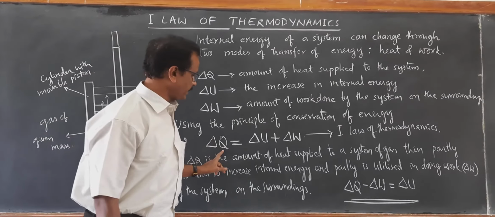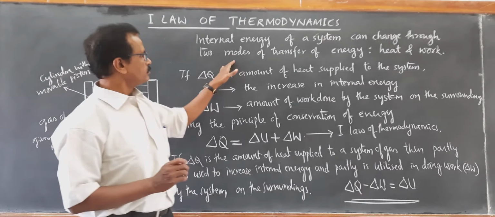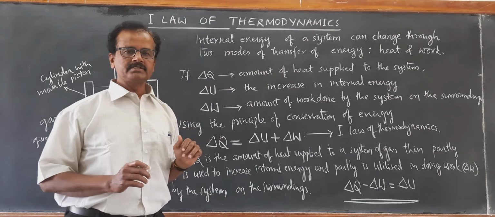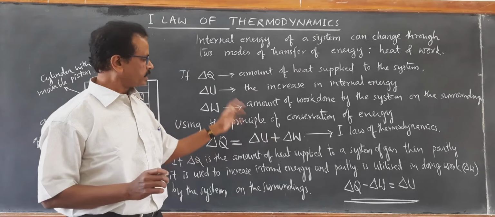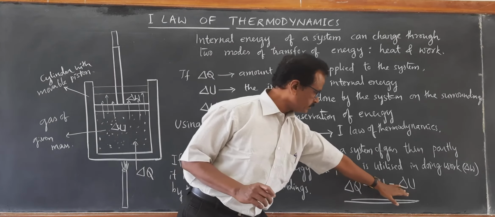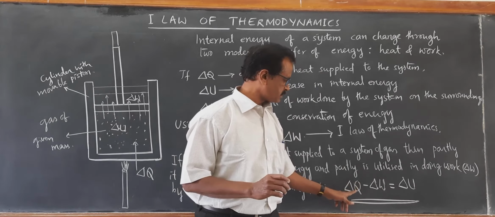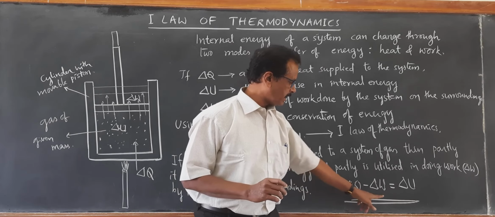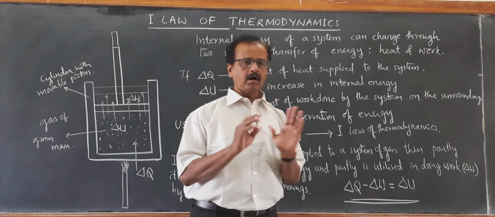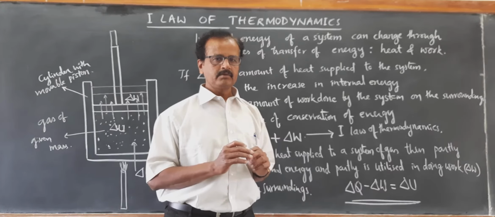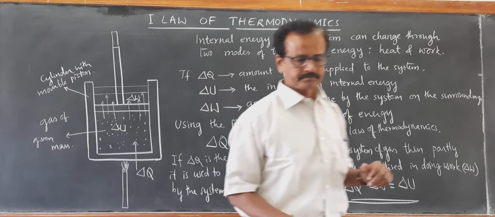Now, here heat and work done are not state variables. They are the two modes of transfer of energy. So the internal energy of a system, delta U, can change through two modes of transfer of energy. What are the two modes of transfer of energy? Heat and work. Therefore, understand, heat and work are not state variables, whereas internal energy is a state variable.